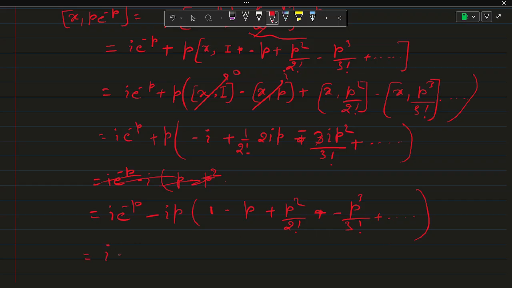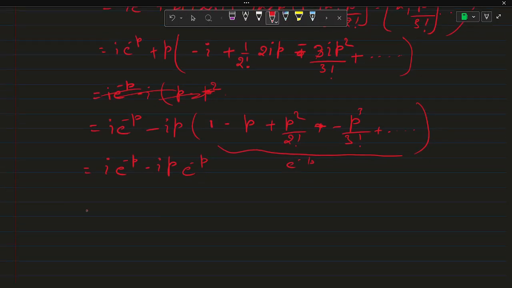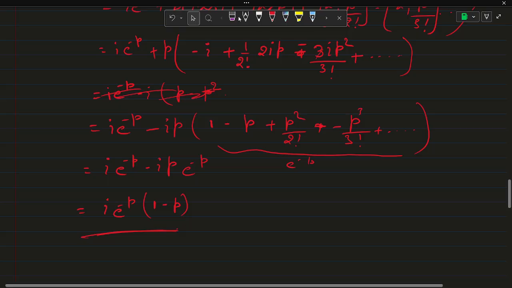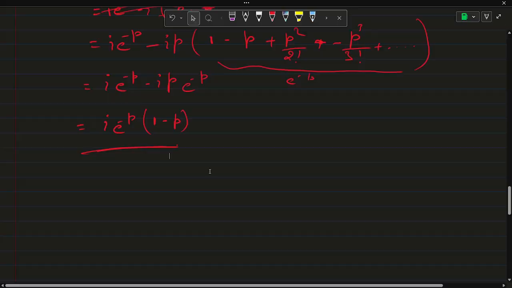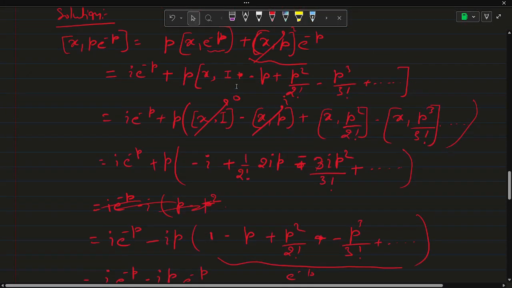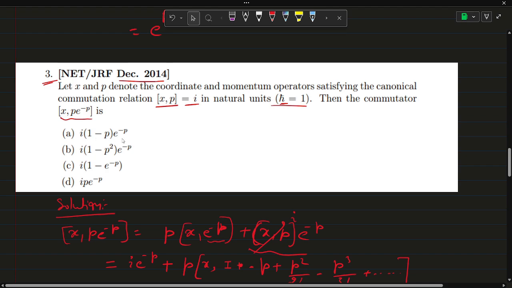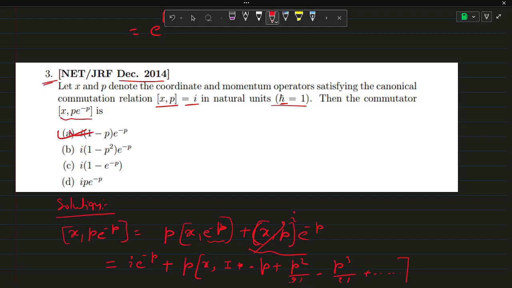So this can be written as I e to the power minus p minus I p, and this is the Taylor expansion of e to the power minus p. So this is e to the power minus p, taking I p common. You can take I e to the power minus p common, and it will give 1 minus p. So let's see, I e to the power minus p, 1 minus p. This is the term I e to the power minus p, 1 minus p. So solution is A.